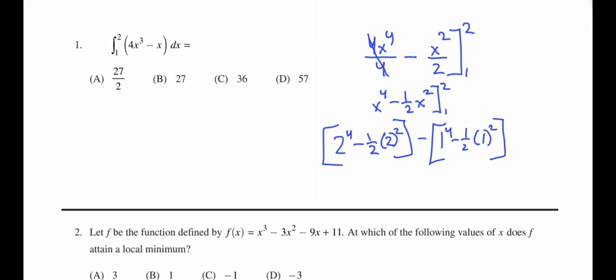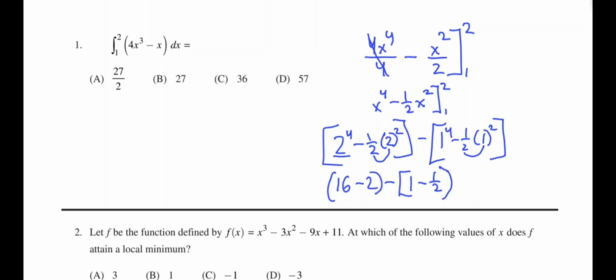All right, so now 2 to the fourth power gives you a 16. Then minus we have 1/2 of 2 squared. 2 squared is a 4, and 1/2 of 4 gives you a 2. And then we take away from that 1 to the fourth power, which is a 1. Then minus 1/2 of 1 squared gives you a 1/2.